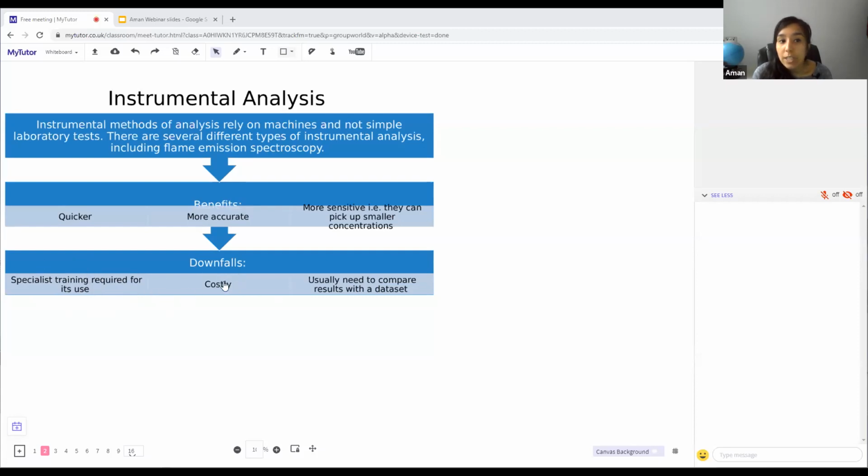As it says, it's costly, so the machines are costly. Running the analysis is also costly. Often they require a lot of energy, and because they're kind of big machines that have a lot going on, that also makes them costly.